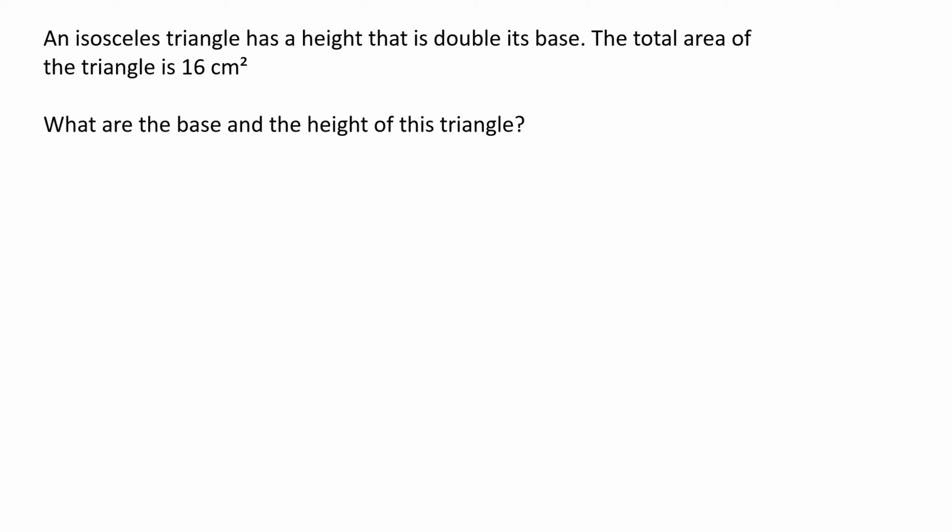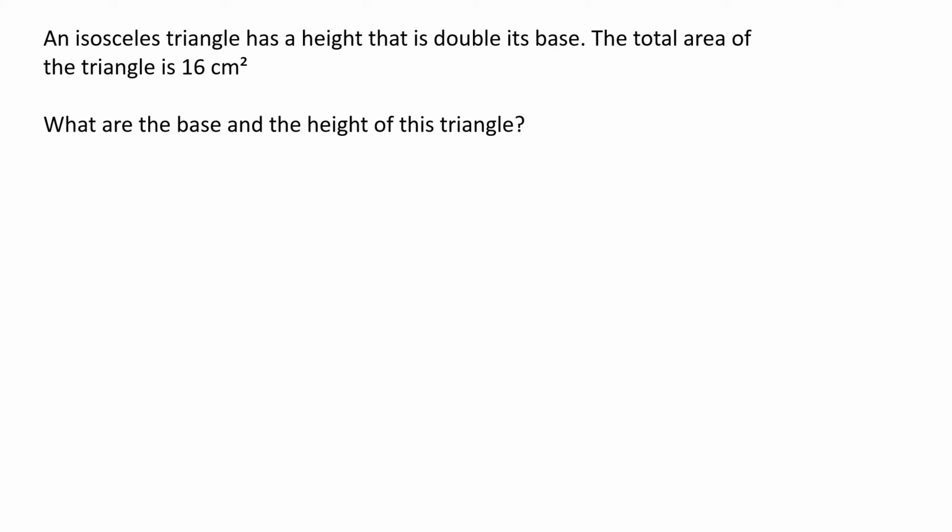Okay, let's take a look at a trickier question here. We've got an isosceles triangle that has a height that is double its base. Okay, so we don't know what the height and the base are, but we know that the height is 2 times bigger than the base. The total area of the triangle is 16 centimeters squared. Now we need to work out the base and the height of this triangle.